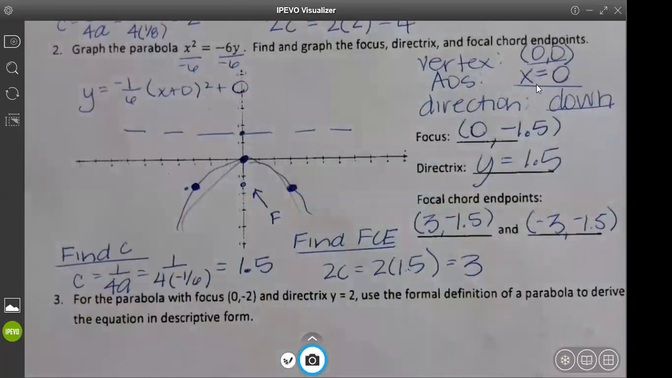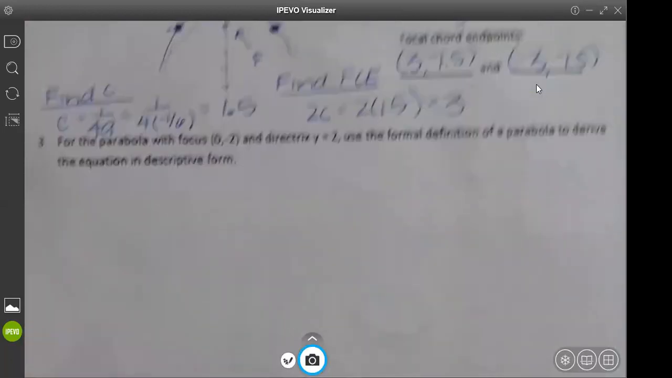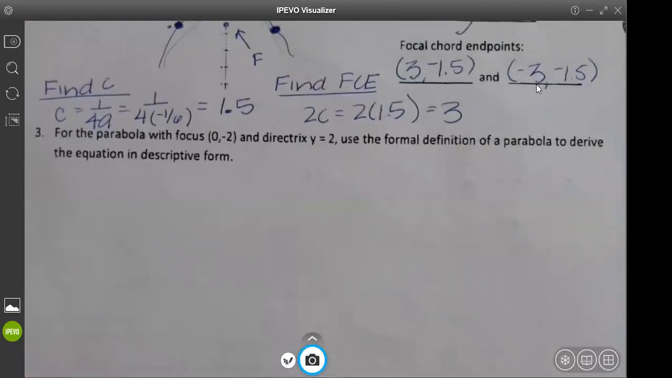All right, so that's what you're going to be doing a lot of in your homework. Number 3 wants you to find the equation. You'll be doing this a lot as well. So for the parabola with a focus 0, -2 and a directrix y equals 2, use the formal definition of a parabola to derive the equation of the specific form.